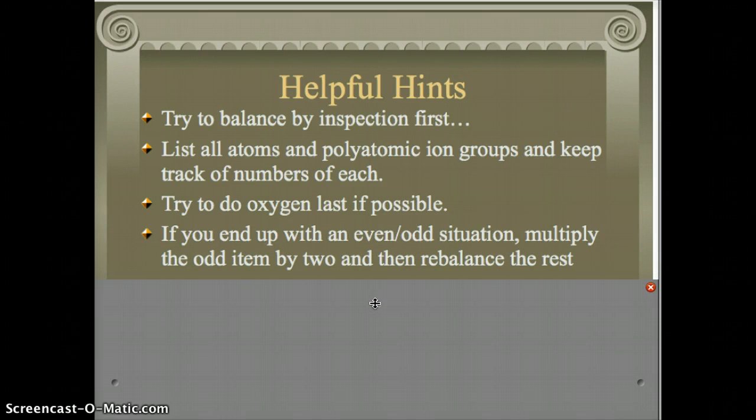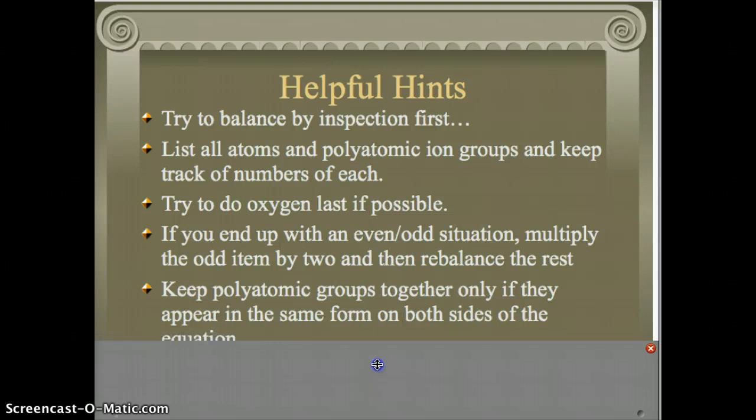If you ever end up with an even-odd situation, where you balanced everything and you have one atom, usually oxygen, that's even on one side, odd on the other side, then you need to just multiply the odd item by 2, double it, and then rebalance everything else, and things will straighten out. So you're going to see some examples of that today.